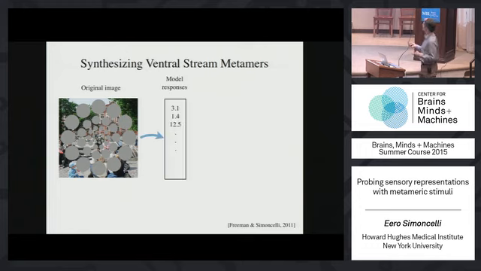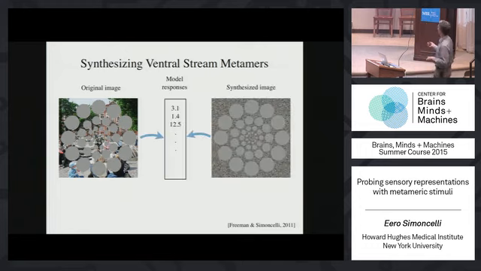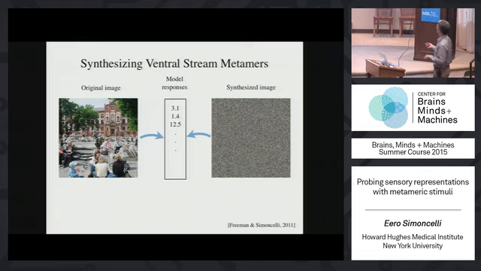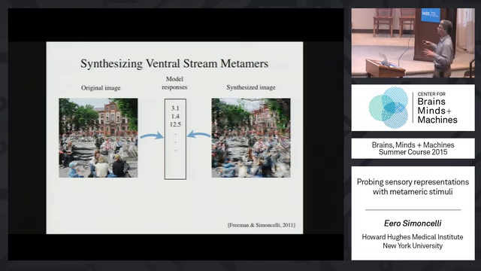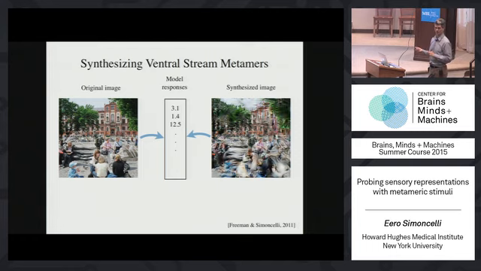Okay, so we make all those measurements. It's a very large set of measurements, and now we start with white noise, and we push the button and again push simultaneously on the gradients from all those little regions until we achieve something that matches all the measurements in all of those receptive fields.